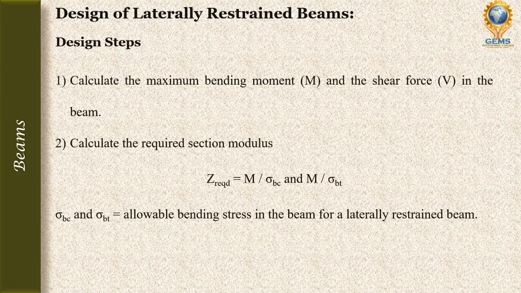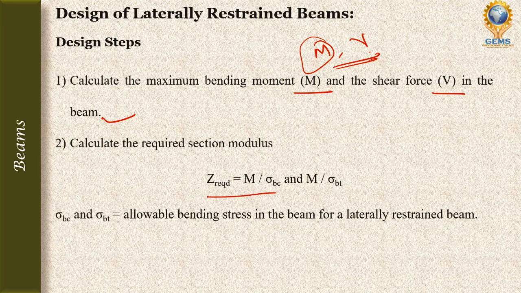Now we see what is the design procedure used for laterally restrained beams. So how do we design the laterally restrained beams? The first step is we have to calculate the maximum bending moment and the maximum shear force in the beam. First we have to find the bending moment and the shear force. Once we find these values, the second step is we have to calculate the required section modulus. So the required section modulus we have to find.